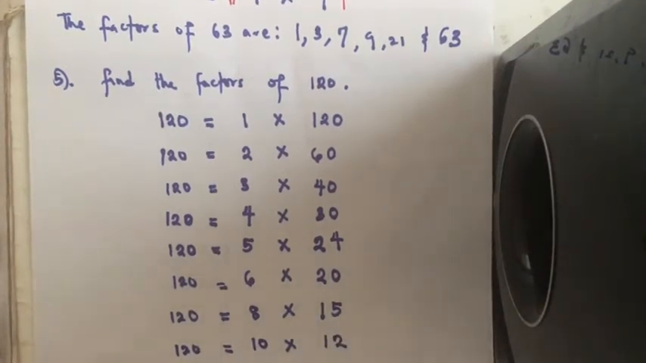After that, 11. No. What about 12? Yes. 12 times what will give me 120? 12 times 10. But we already have 10 times 12 here, so we have to ignore that. 13, no. 14, no. 15, we already have 8 times 15, so we can write 15 times 8.